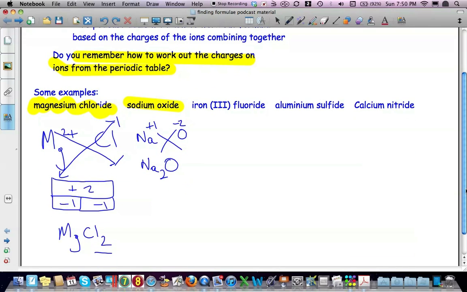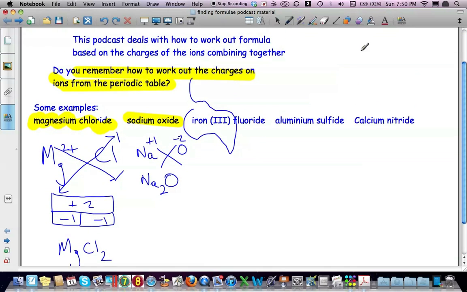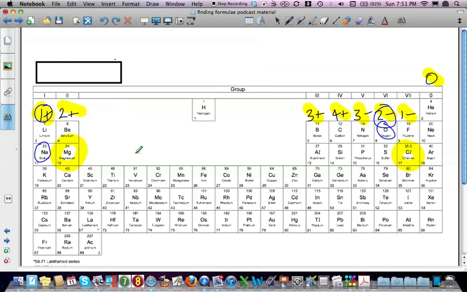Here's some examples for you to try on your own. Iron 3 fluoride. Oh, I need to tell you something about iron 3 fluoride. So let's have a little look at iron 3 chloride. Okay, back to the periodic table. Now, you may remember that between group 2 and group 3 we have these transition metals.